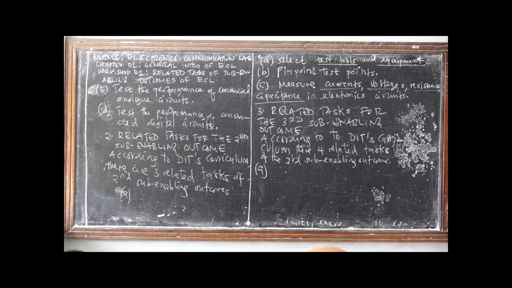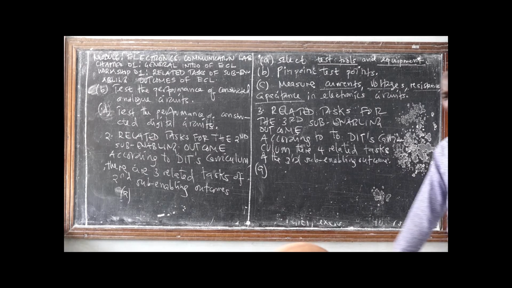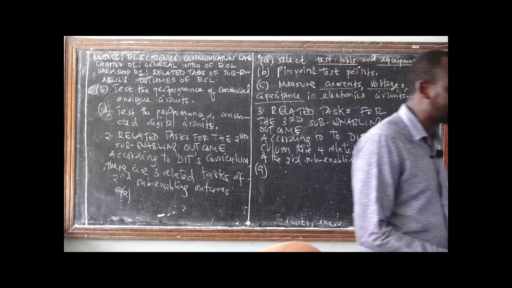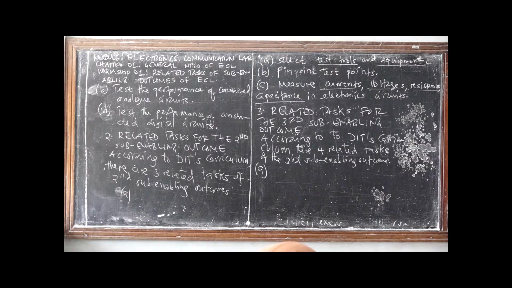Okay, so we have 4. Let us read the third sub-enabling outcome. 1, 2, 3, and let us read. Or should I start? Should I guide you? The third sub-enabling outcome reads: operate electronics tools and equipment to measure electronic circuit parameters for justifying system performance. So that is my voice. 1, 2, 3. Let us hear your voice.